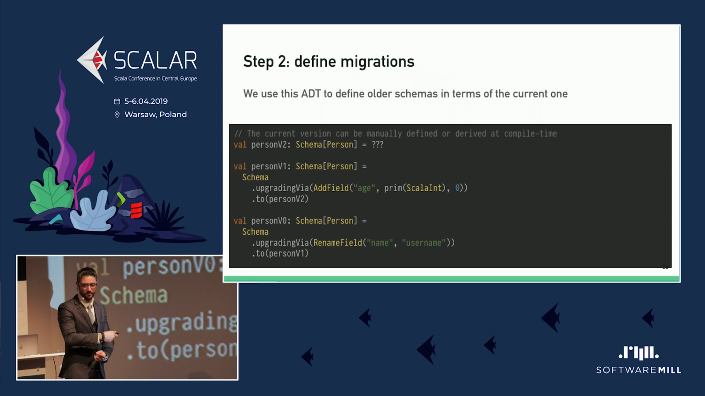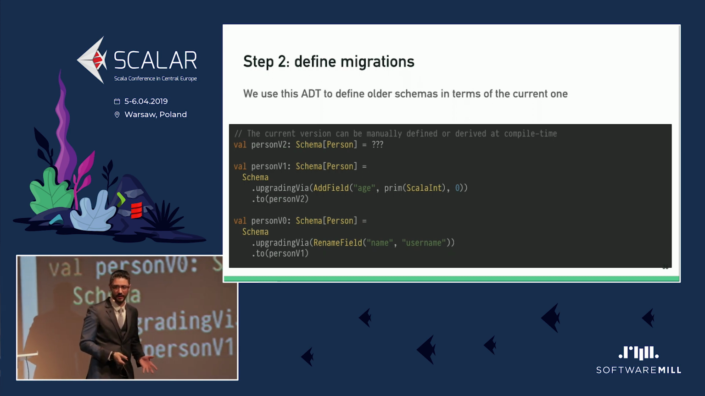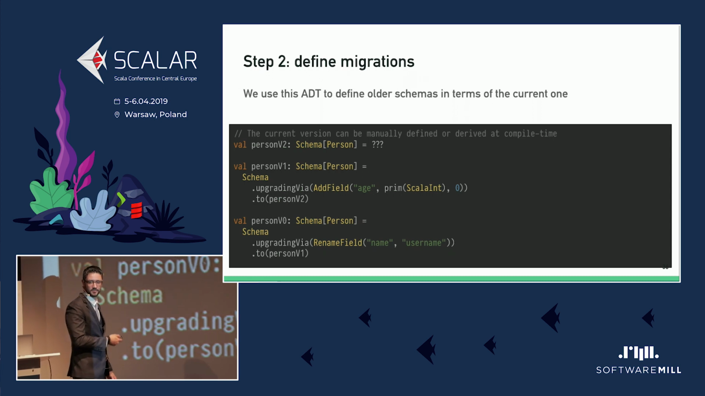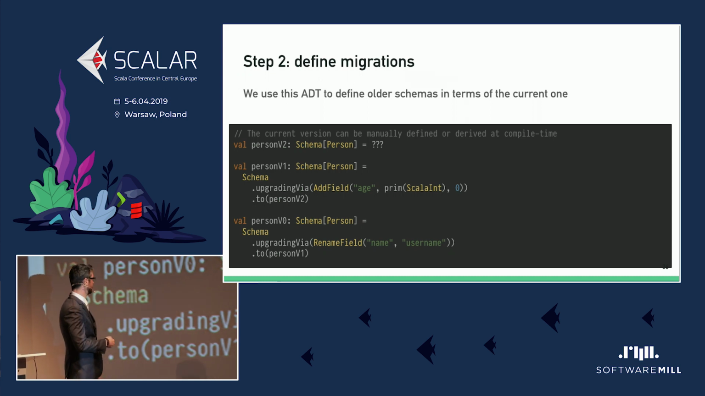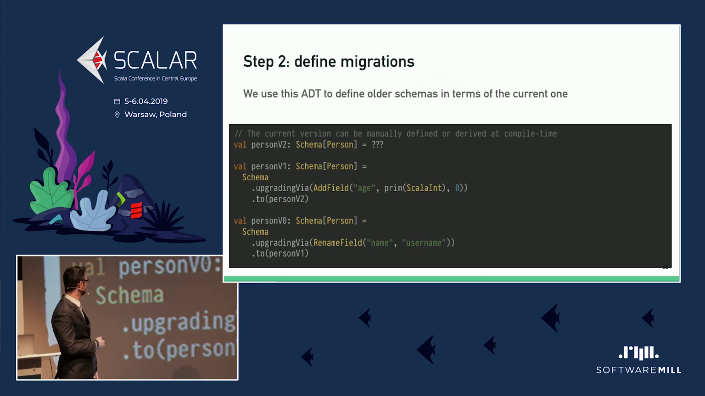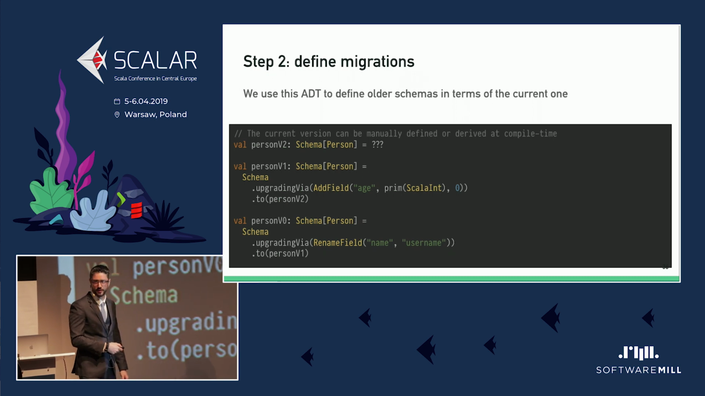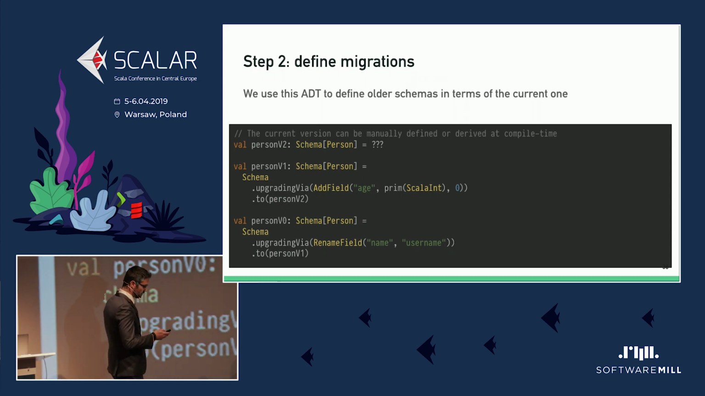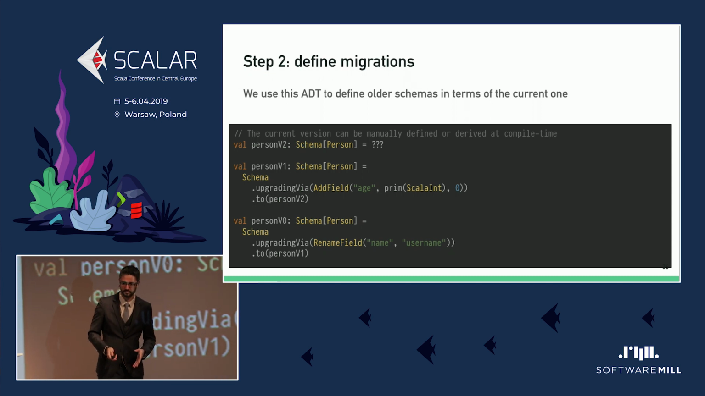All right? It's the other way around. But that way, I only ever mention the current type, the current person type. I don't need anything from the past to define this old schema. And so on and so forth. I could say for the V0, the very first version, going from V0 and renaming a field from name to username, I end up with the V1, and so on. So this is a way to express the past in terms of the present. Okay?